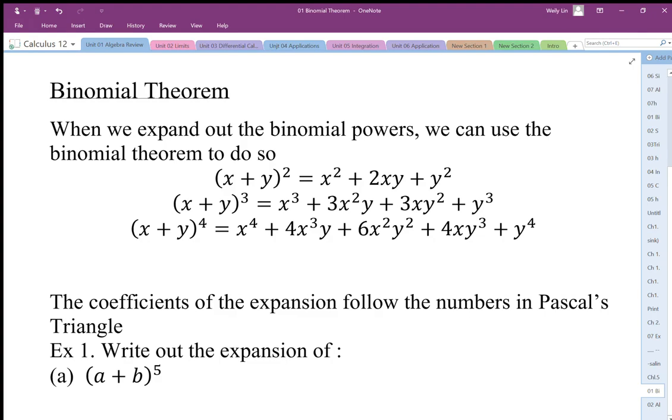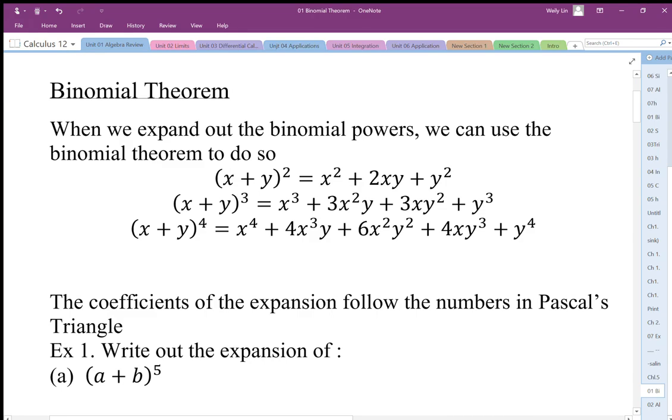So the binomial theorem in algebra is just an efficient way for us to be able to expand out binomial powers. Okay, so for example, (x plus y) squared expands to x squared plus 2xy plus y squared. (x plus y) cubed, when we combine all the like terms, we get x cubed plus 3x squared y plus 3xy squared plus y cubed.